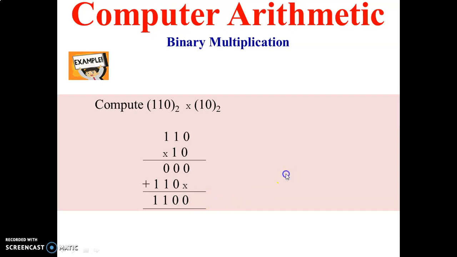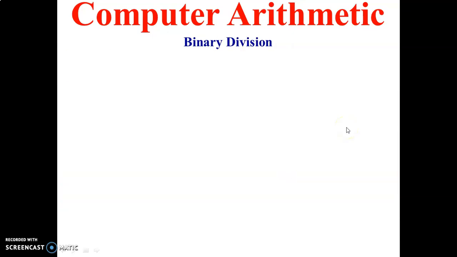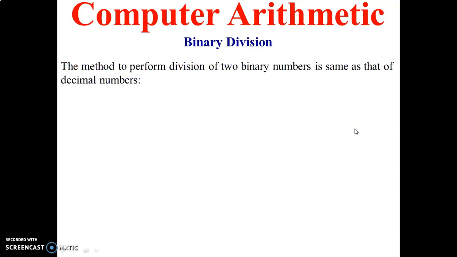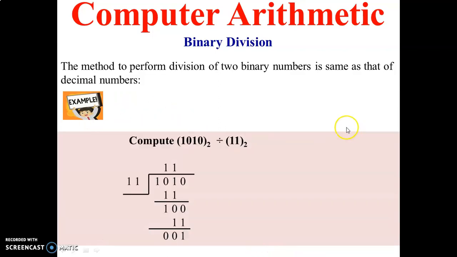Now we will learn how to divide binary numbers. The method to perform division of two binary numbers is the same as that of decimal numbers. We will understand this with an example. Here we are going to divide 1010 by the number 11. We arrange the numbers like this, 1010 and 11 here. Here 11 is the divisor, this 11 is the quotient, this is the dividend, and this is the remainder. So how we have performed this, just see.